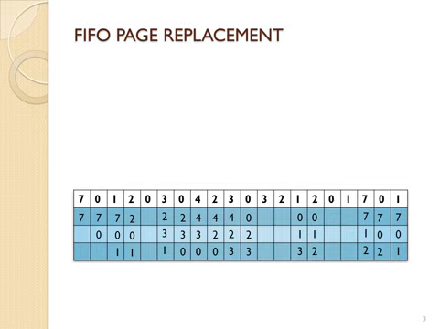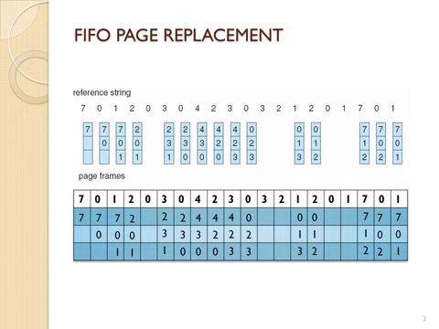So after this exercise is done, we have in our frames page 7, page 0, and page 1. And we can count how many times we had a page fault, so you just count them. And it turns out that we have 1, 2, 3, 4, 5, 6, 7, 8, 9, 10, 11, 12, 13, 14, 15 page faults with this reference string with a first in, first out page replacement algorithm.